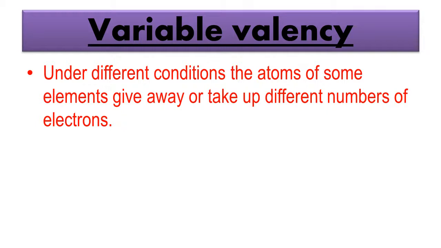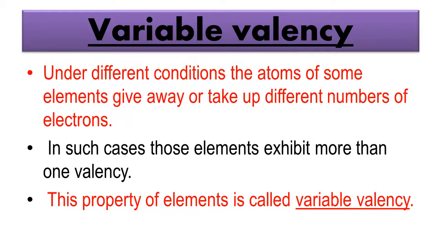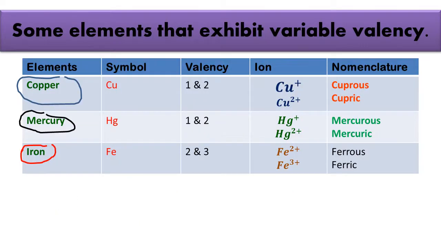Okay, so in such a situation, the element exhibits more than one valency, and this is called variable valency. That means more than one valency. Okay, and in such cases, those elements exhibit more than one valency, and this property of an element is called variable valency. Okay, so again here one table is given to us.